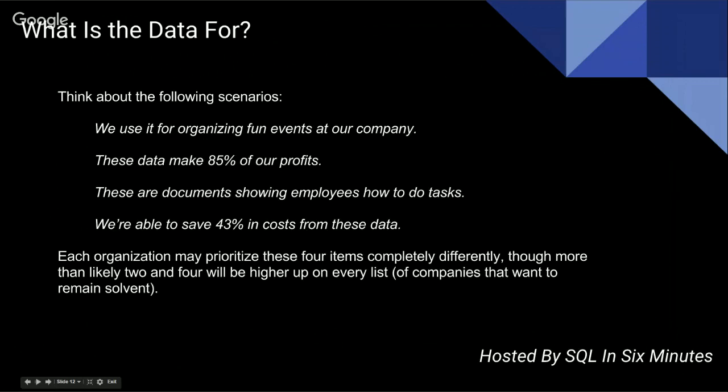The type of data will affect the high availability approach of those data, right? All right. Here's another one. What is the data for? Think about the following four scenarios. Someone in the business tells you, look, we just use it for organizing fun events at our company. Another person says, these data make up 85% of our profits. Another person says, these are documents showing employees how to do tasks. Another person says, we're able to save 43% in costs from these data.